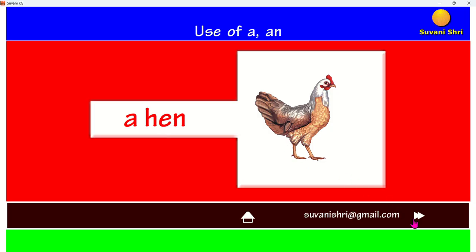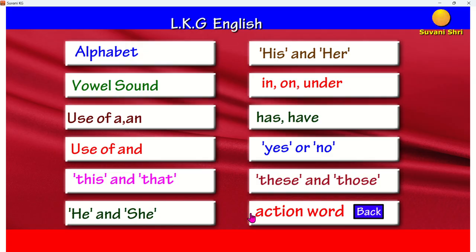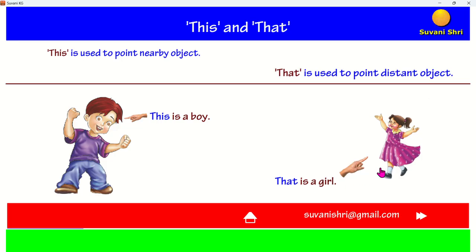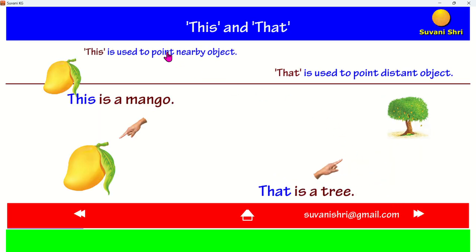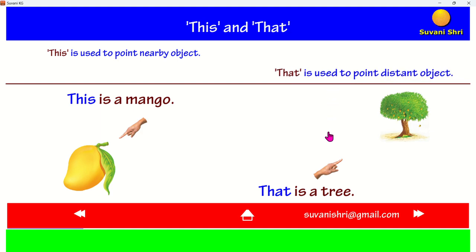A hen. A car. This is a boy. That is a girl. Children, this is used to point nearby objects. That is used to point distant objects. That is a tree.